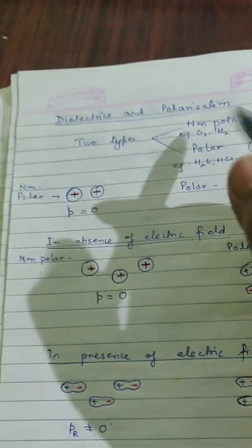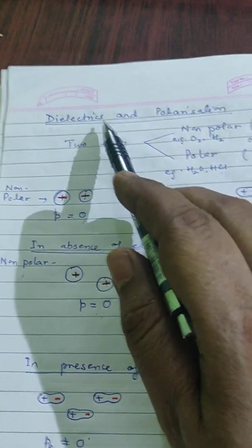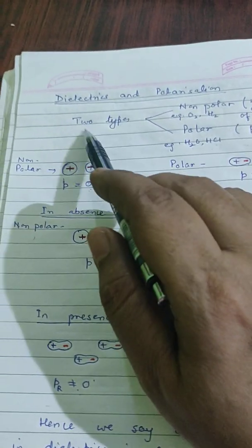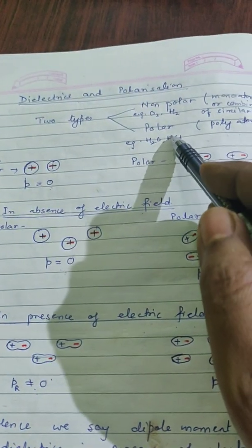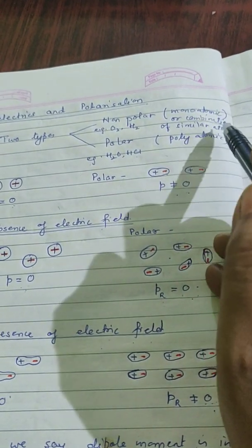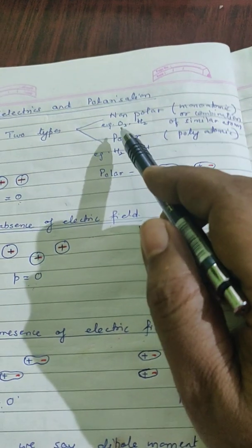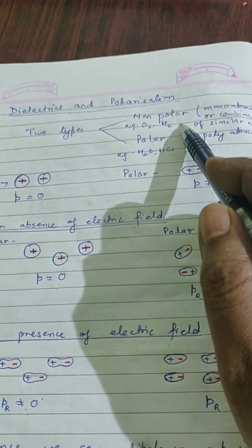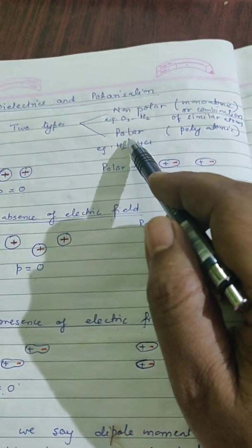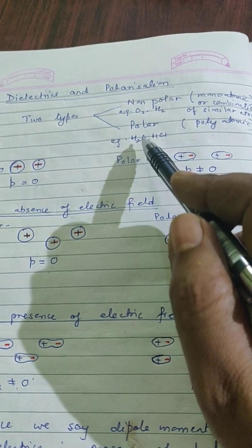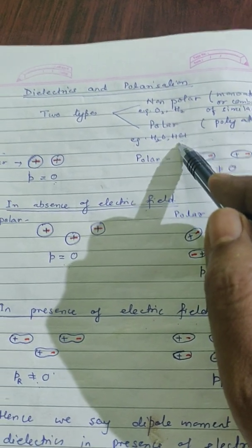Now as you can see, I have already written over here. Now dielectrics are basically insulators since they don't have free charges. And they are of two types, the nonpolar and the polar dielectrics. The nonpolar dielectrics are usually monoatomic or combination of similar atoms like oxygen, hydrogen, even paper, mica, they are nonpolar. Whereas the polar dielectrics, they are polyatomic, a combination of different type of atoms, for example, water, HCl.